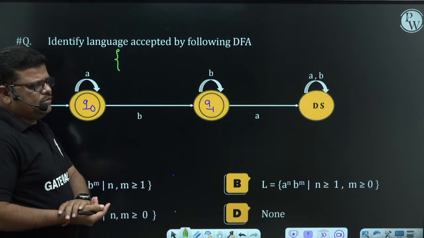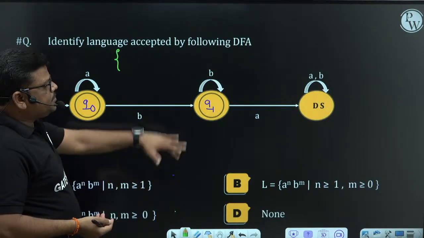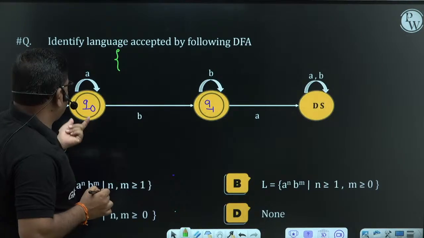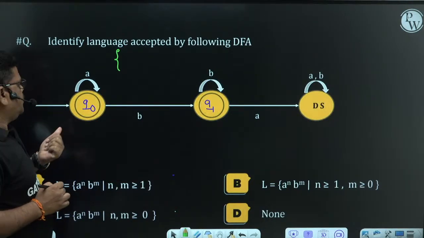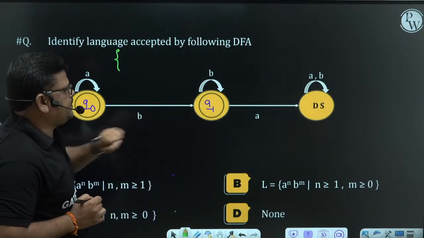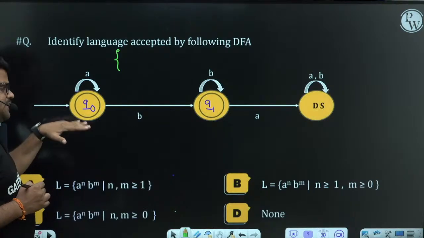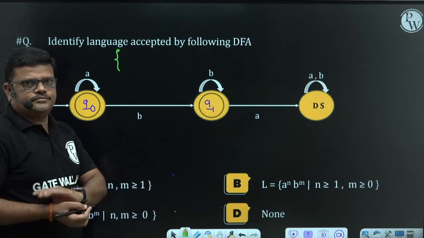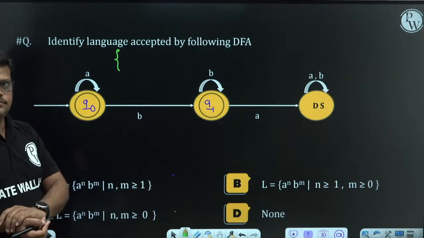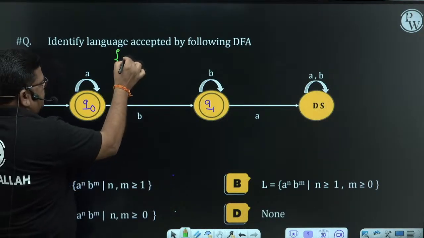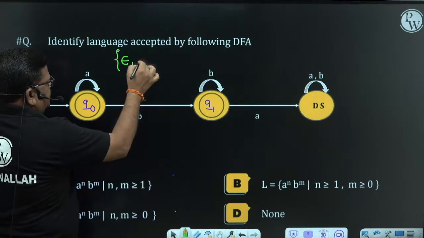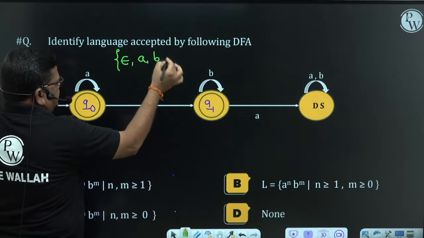Just elimination. In order to mismatch, we have to generate some strings. What is the minimum string accepted by this? Here Q0 is also a final state, Q1 is also a final state. Q0 is initial as well as final, Q1 is a double circle, so it is final. Epsilon accepted, A accepted, B accepted.